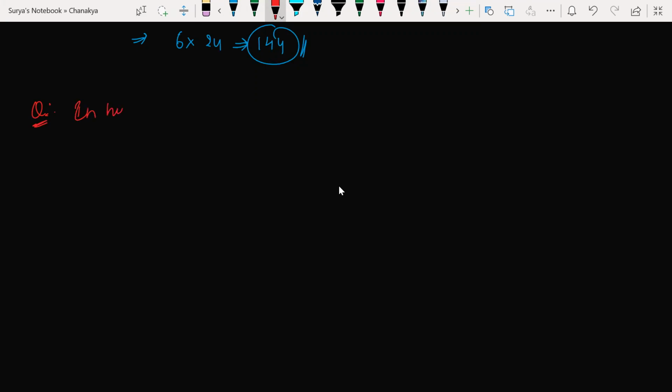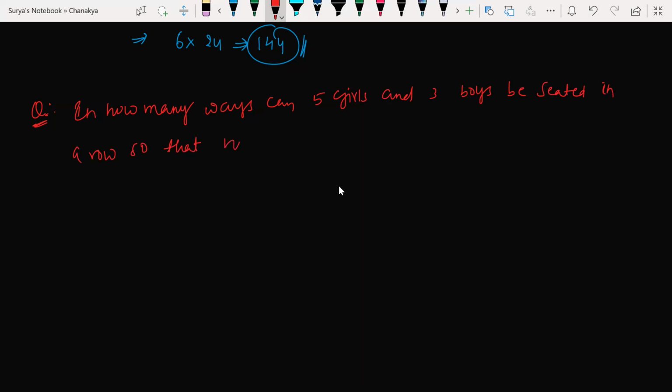Okay, next. In how many ways can 5 girls and 3 boys be seated in a row so that no 2 boys are together? Look at the condition properly.